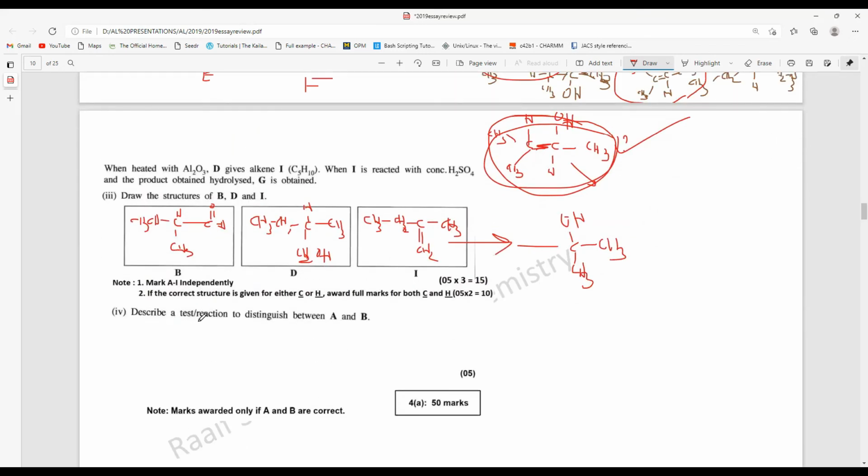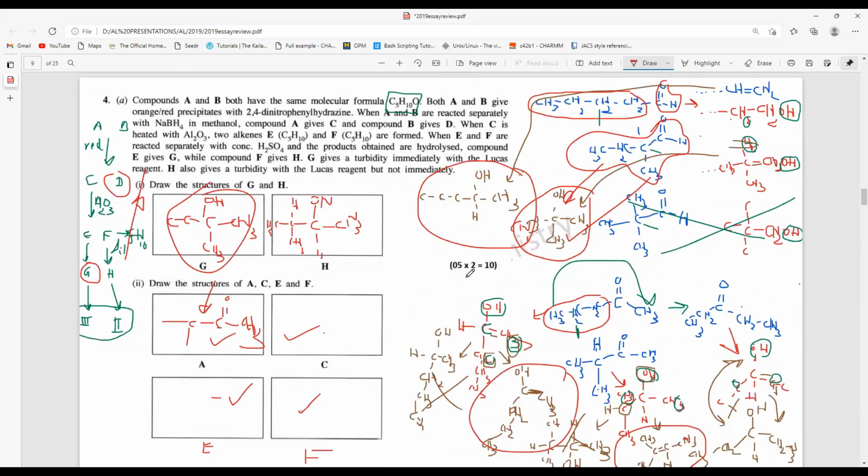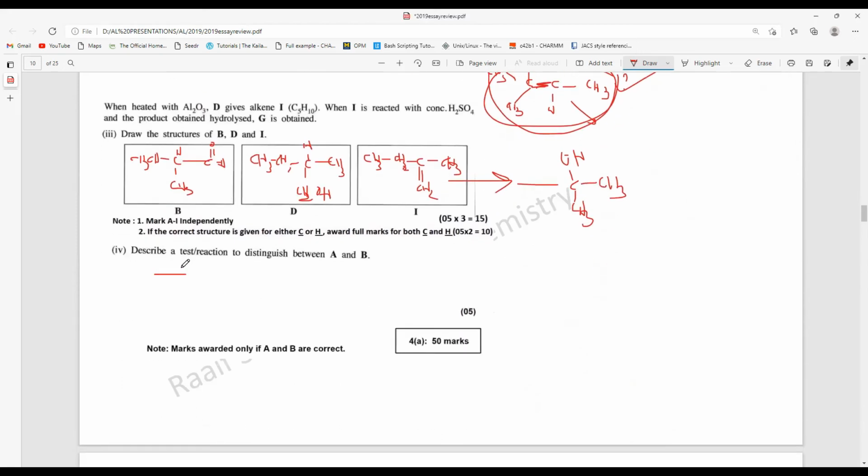Then describe a test reaction to distinguish between A and B. So now you understand A is a ketone, B is an aldehyde. So it is very straightforward now. From this part also, if you think a little bit more, you can automatically guess one should be an aldehyde, the other one should be a ketone, right? So you can either write down the Tollens test or Fehling's solution test and note the observation as well.